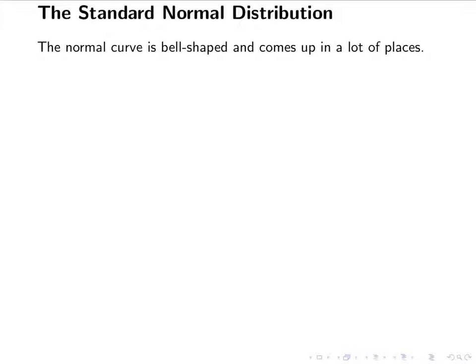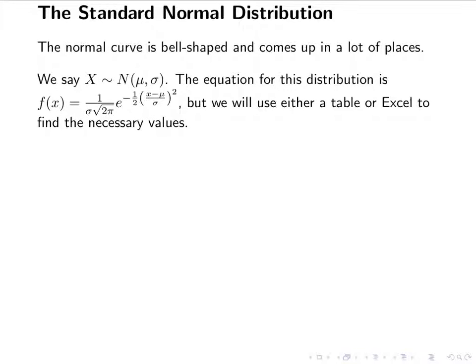Hello everyone, today we're going to look at the standard normal distribution. The standard normal distribution is a bell-shaped curve and it comes up in a lot of places, and we'll see examples of this throughout the course. We say that x is normally distributed with mean mu and standard deviation sigma. So we have this way that we write something as normally distributed.